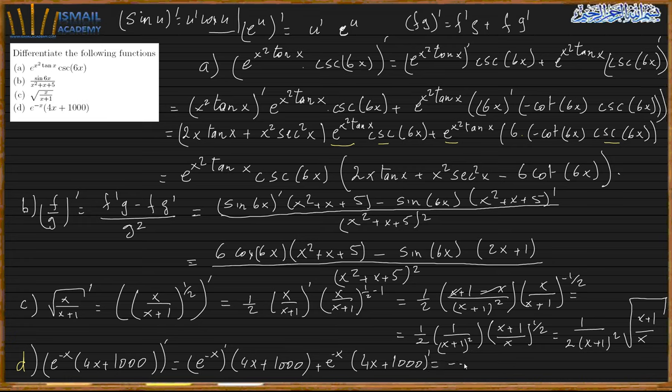The derivative of e to the minus x is minus e to the minus x times 4x plus 1000, and here will be just 4, because the derivative of 4x plus 1000 is just 4, so it's going to be plus 4 e to the minus x. So if you distribute the minus e to the minus x, you have minus 4x e to the minus x minus 1000 e to the minus x, and at the end, if you simplify, you will end up having minus 4x e to the minus x minus 996 e to the minus x, because 1000 minus 4 is 996. So this will be your answer.